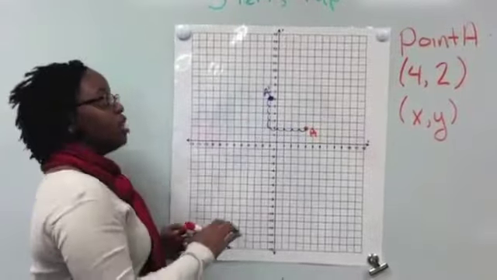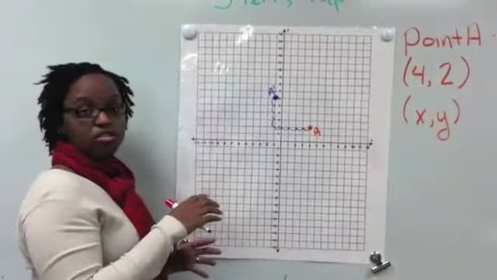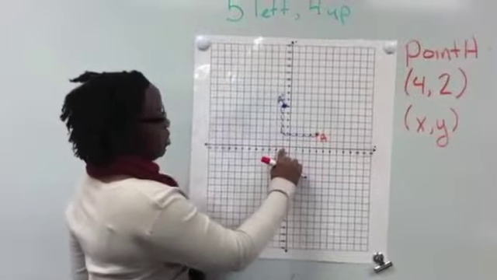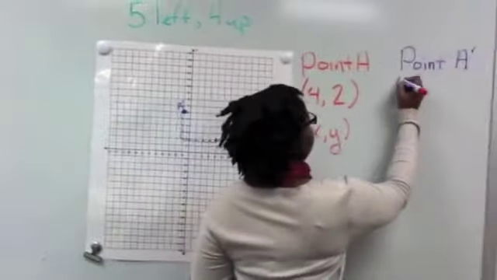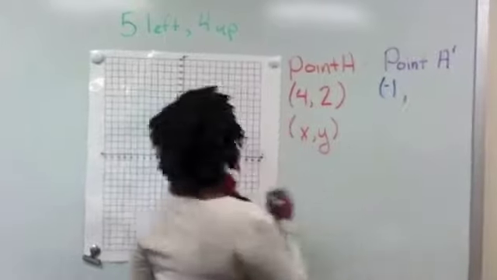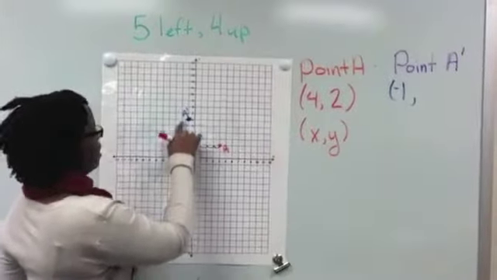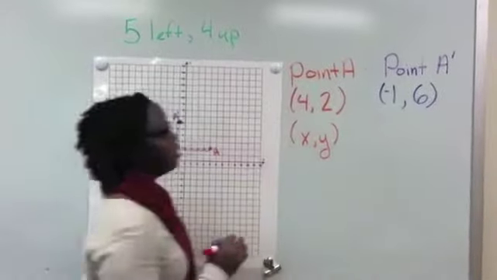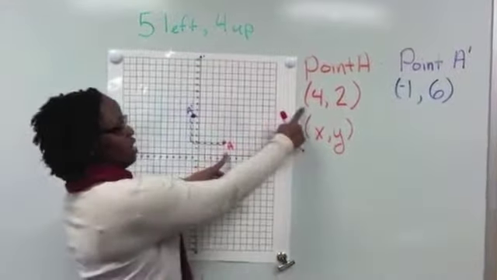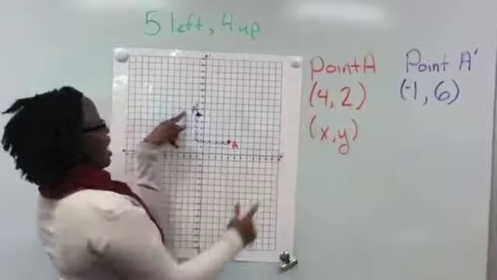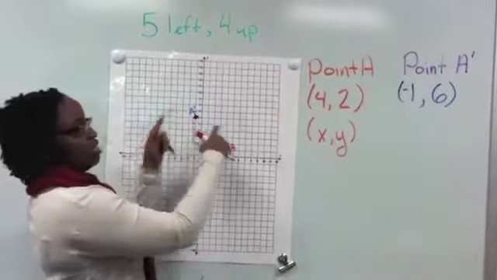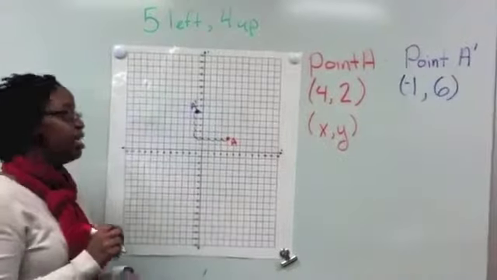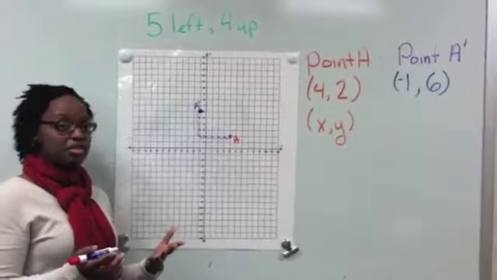Let's write the coordinates for our new point A. This is 1 to the left, so that's a -1. And here I've gone up 6, so 6. So I've got point A where I started at 4, 2, and then A prime where I've translated to at -1, +6. Now let's talk about the arrow notation.